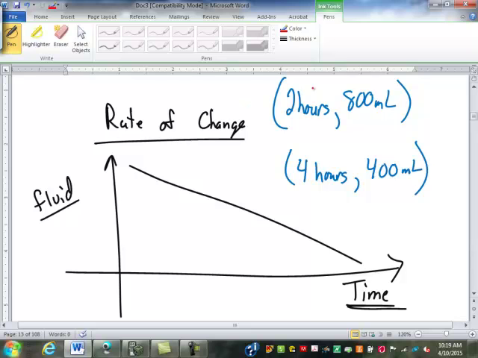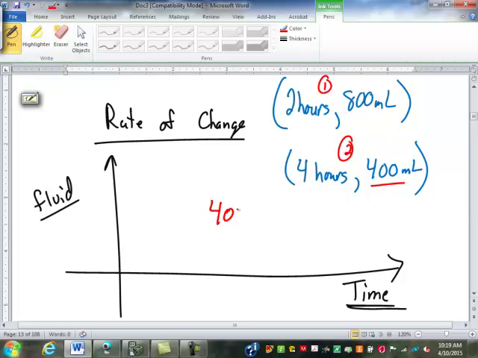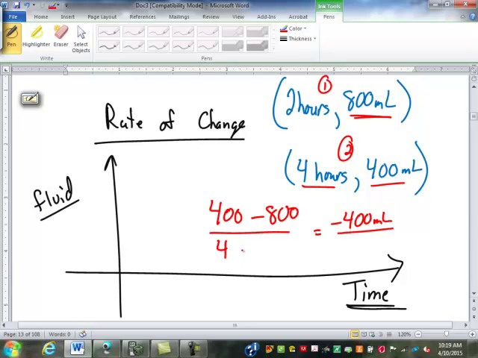So if I look at this, if I make this point 1 and point 2, I'm going to just give myself some space here. Y2 is the 400, minus Y1 would be the 800. That's going to be negative 400 milliliters. Over X2 is 4 hours minus X1 is 2 hours. 4 minus 2 is 2 hours.